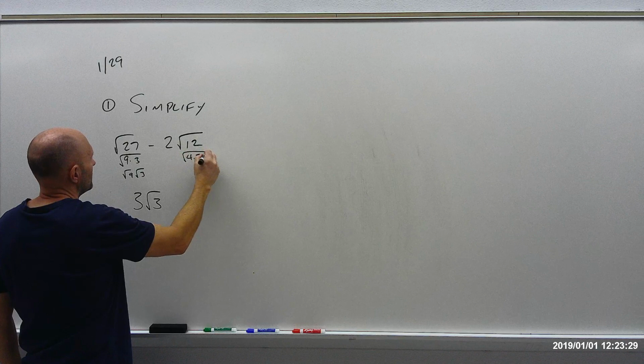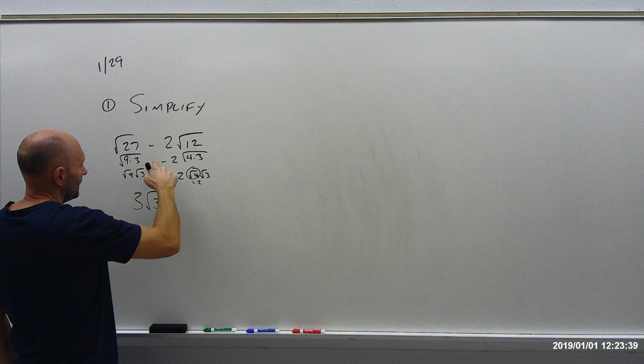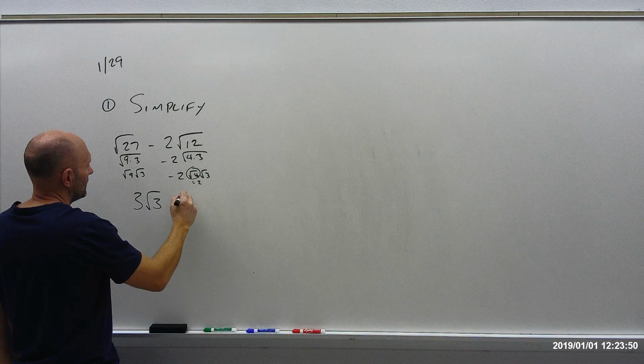So don't forget we have this minus 2 in front here multiplying all this. So square root of 4 times square root of 3. Square root of 4 is equal to 2. And again, this is all multiplication. 2 times square root of 12. So this becomes 2 times 2, which is 4, times square root of 3, and we have this minus sign here. So we end up with minus 4 root 3.